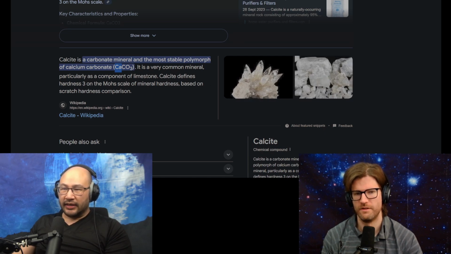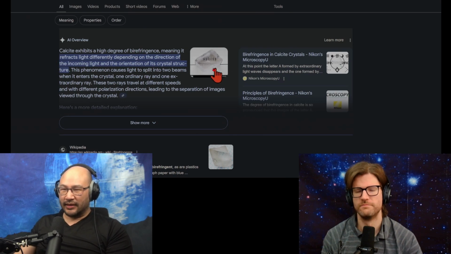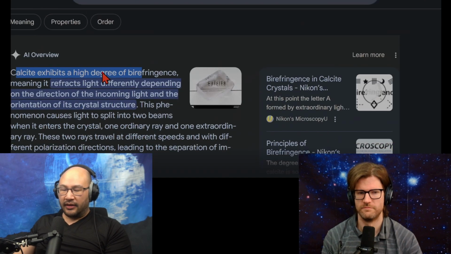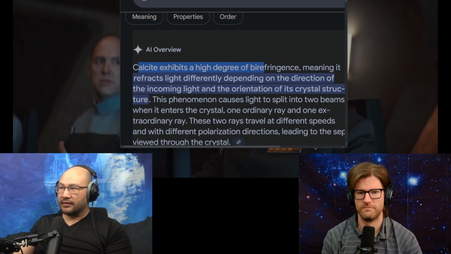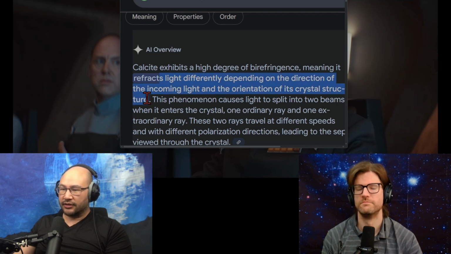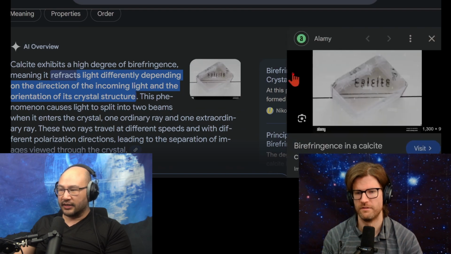Yep. I encountered it by accident. Like I was looking this up the next day for work stuff. Calcite, when it's real clean, real crystalline, it exhibits a high degree of birefringence. Let's zoom in on this. Calcite exhibits a high degree of birefringence, meaning it refracts light differently depending on the direction of the incoming light and the orientation of its crystal structure. So it's specifically as a function of polarization.